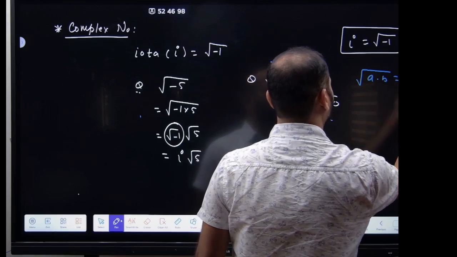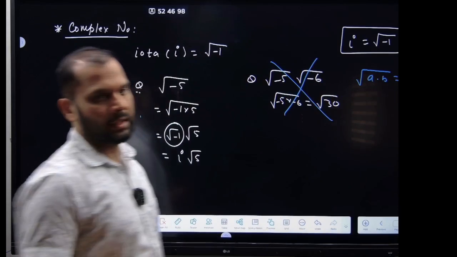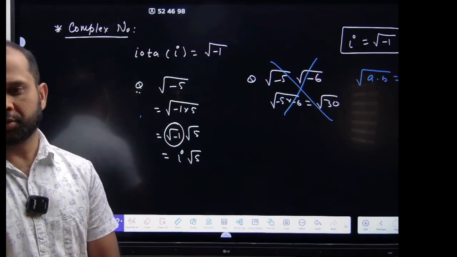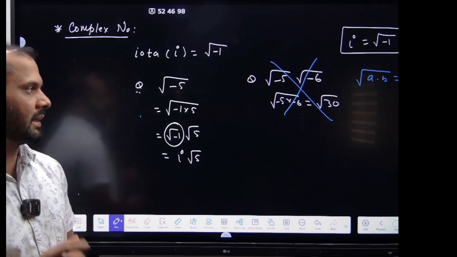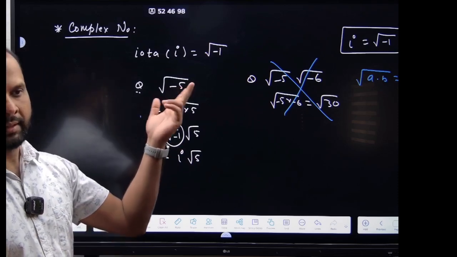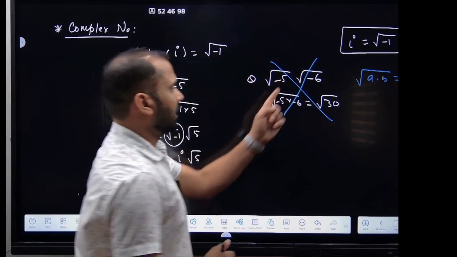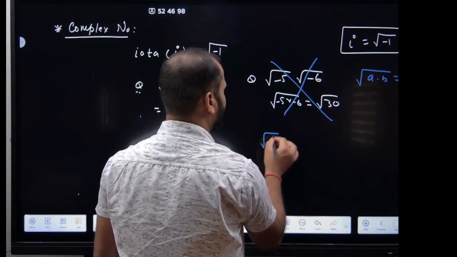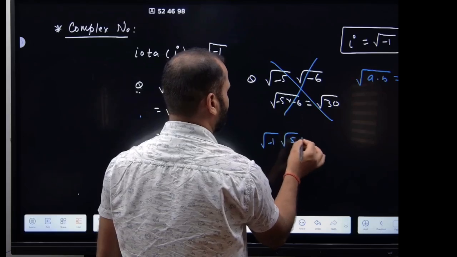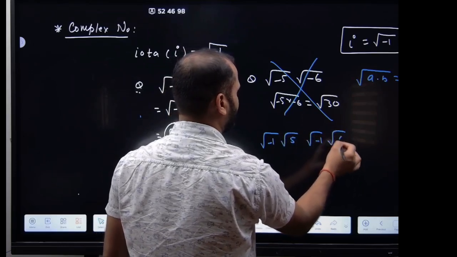Root A and root B you can write if both are positive, or if any one of them is negative, then also you can write. So, why are we not able to write? Because if I write like this, I will write root under minus 1, root under 5, root under minus 1, root under 6.